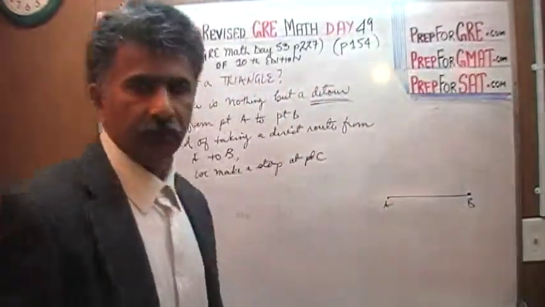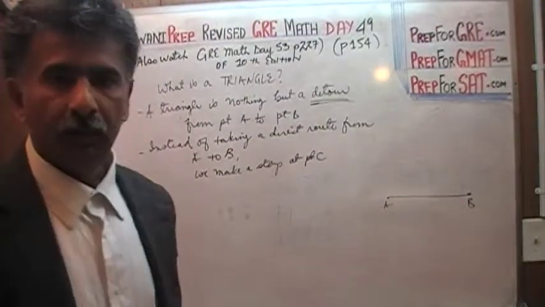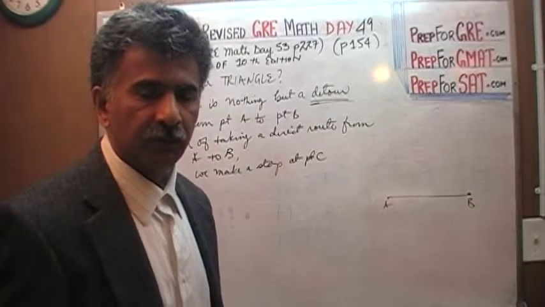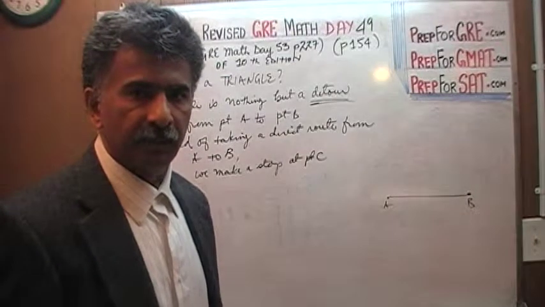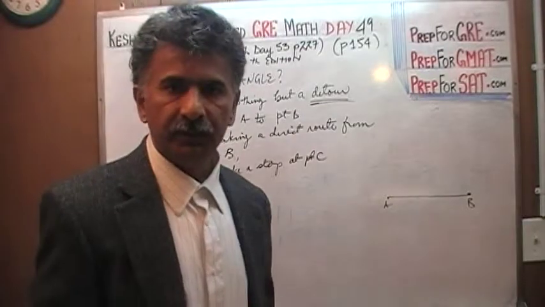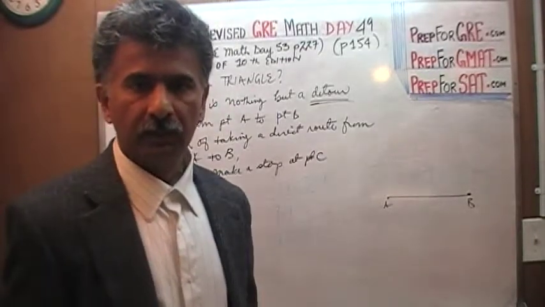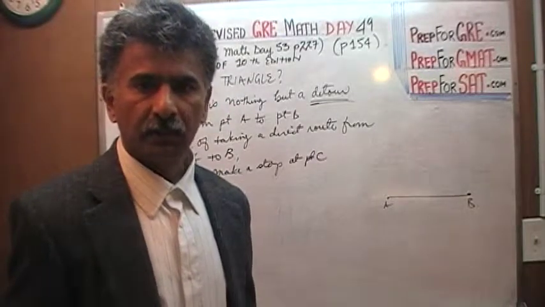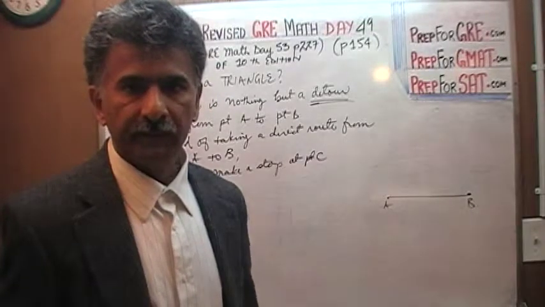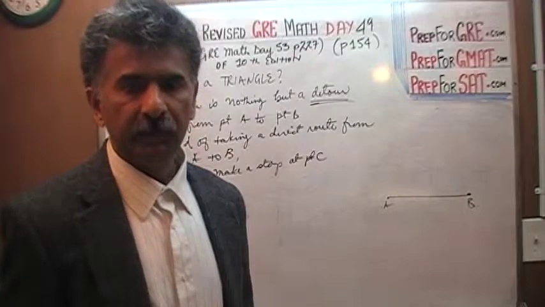We have two choices. We can go directly from A to B, or we can make a detour. So we're going to make a few detours. I'm going to show you a few detours. What I'm trying to make you understand is that the triangle does not need to be of any particular shape. It does not need to be an isosceles triangle, or equilateral triangle, or acute triangle, or obtuse triangle. Any triangle, any old triangle that you may have is nothing but a detour between two lines.